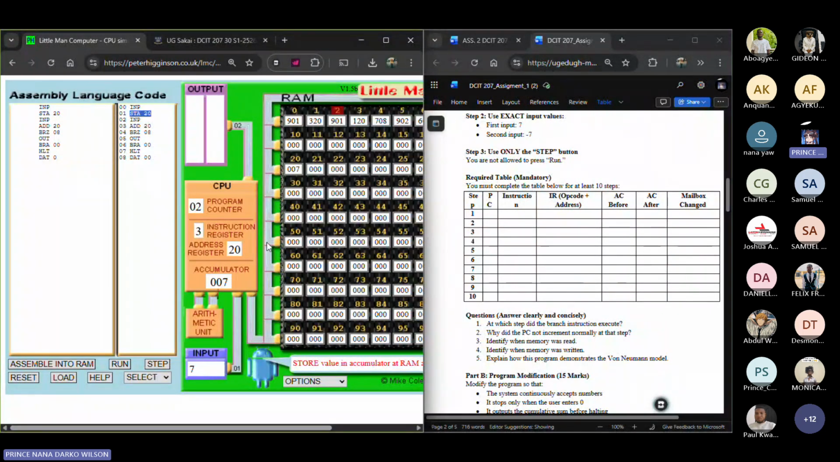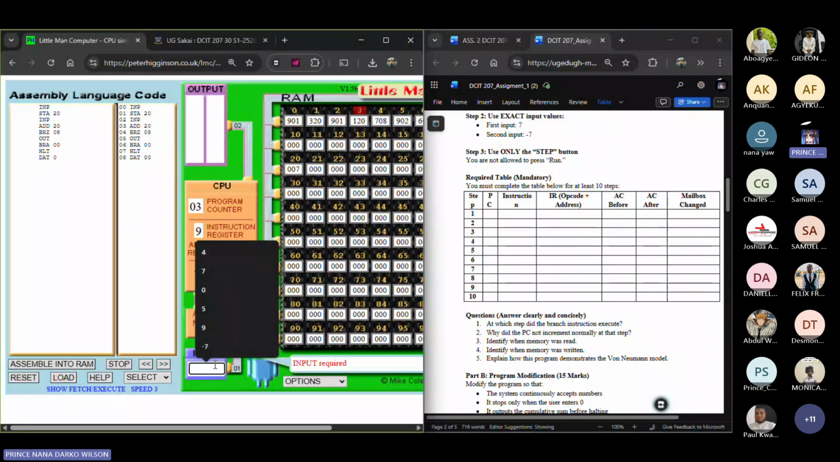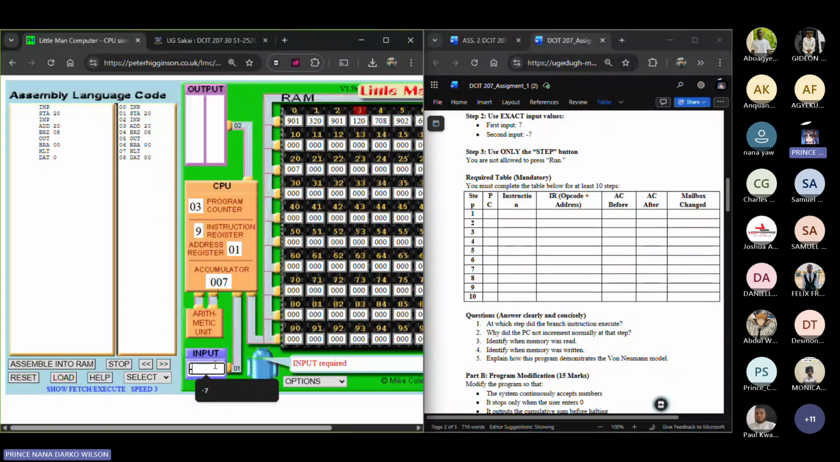Then we step this again. After stepping it, it retrieves the second input instruction and decodes it. The question says our second input should be -7. Now, I am doing this without filling my table, but as you work, you should be filling your table as well. It says after step 1, what did you see? This is how you will fill it.